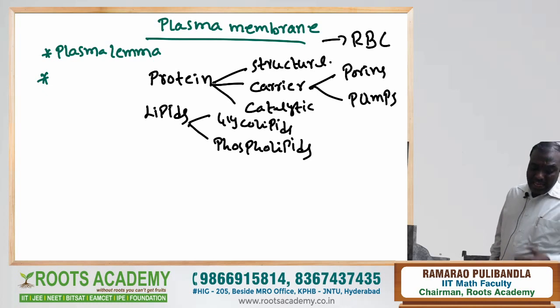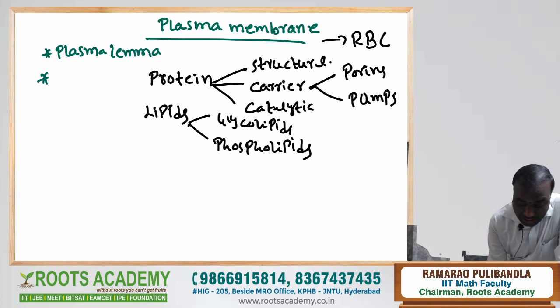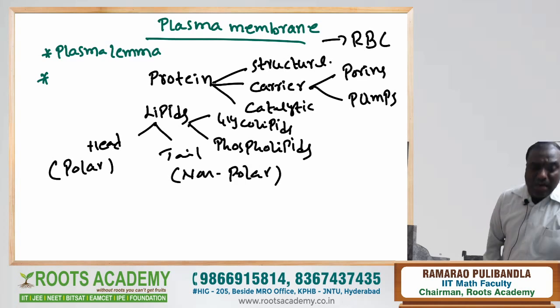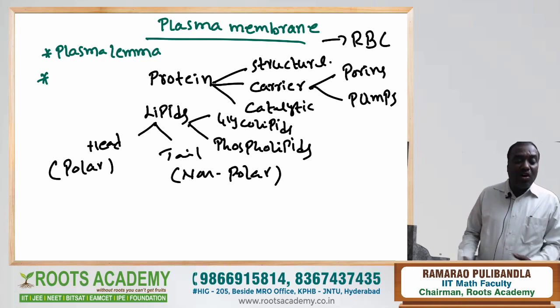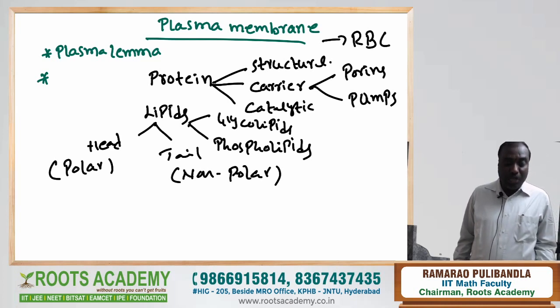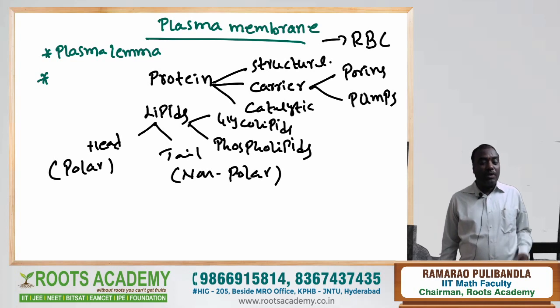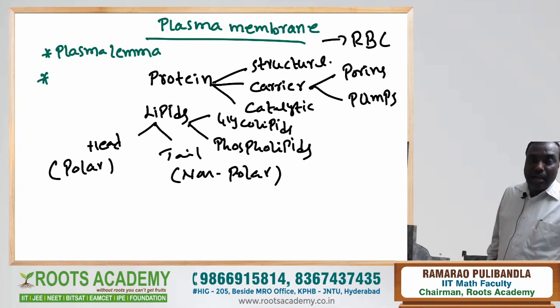Okay, here what is the arrangement of proteins and lipids in the plasma membrane? Each lipid has two parts. One is head, second one is tail. Head is polar, tail is non-polar. What is polar and what is non-polar? Polar means the head part is dissolved in water. That's why it is called polar nature. What is non-polar? It is not dissolved in water, but dissolved in pure solvents like benzene, alcohol, petroleum ether. That is called non-polar nature. So one is the polar head, another one is the non-polar tail.